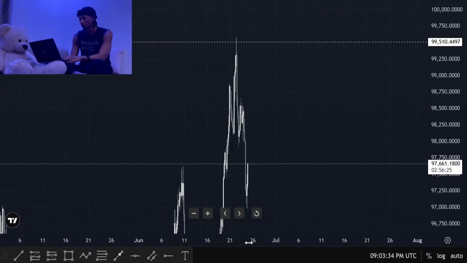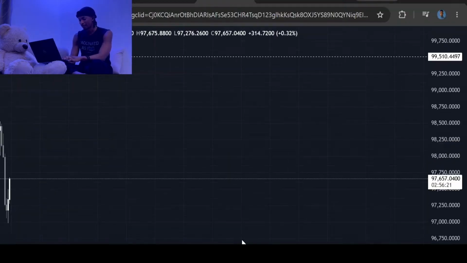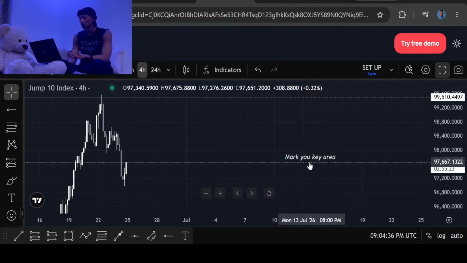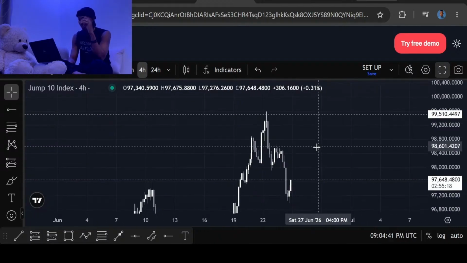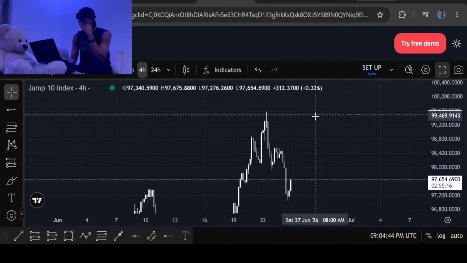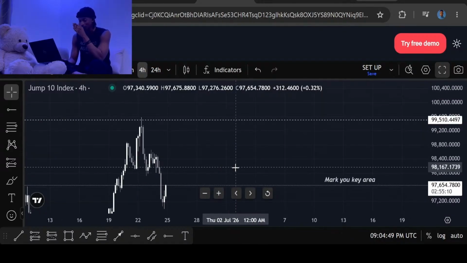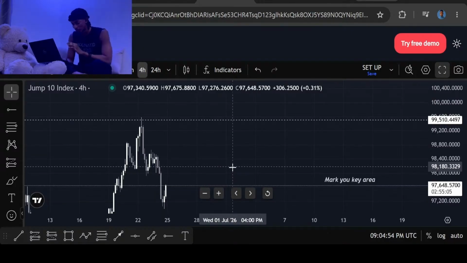So after selecting my key area, I mark it. Usually I don't draw a line that goes across my key area. I only mark it in my brain, so I don't usually need to do that. And if I'm marking my key area, I usually mark it around the 4-hour time frame, or at least the 1 hour time frame, depending on how the reaction is.